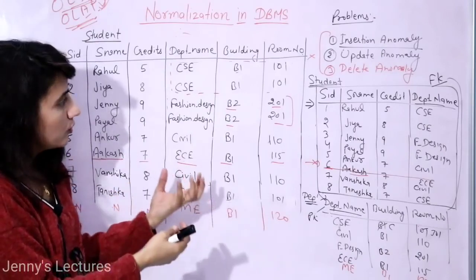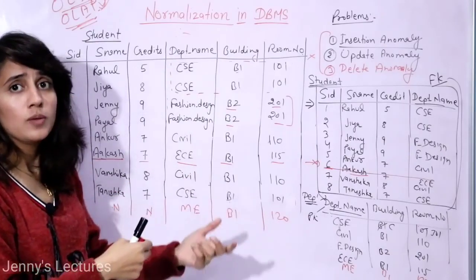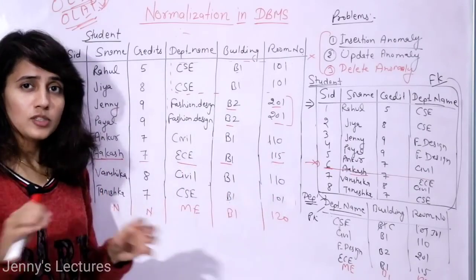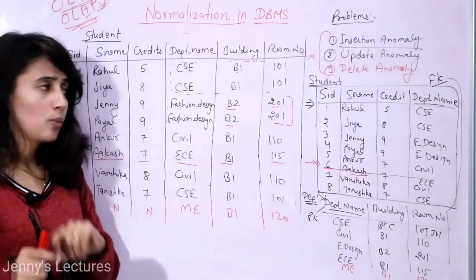So searching, sorting and creating indexes will be faster after applying normalization. So these are all some important points about normalization.